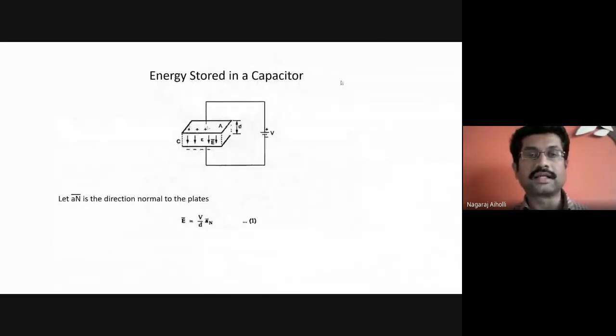Then next, energy stored in a capacitor. Consider the parallel plate capacitor. The area of each of the plates is A. The distance between the two plates is D. And the medium in between the two plates has the permittivity of epsilon. Epsilon is the permittivity of the medium in between the two plates.